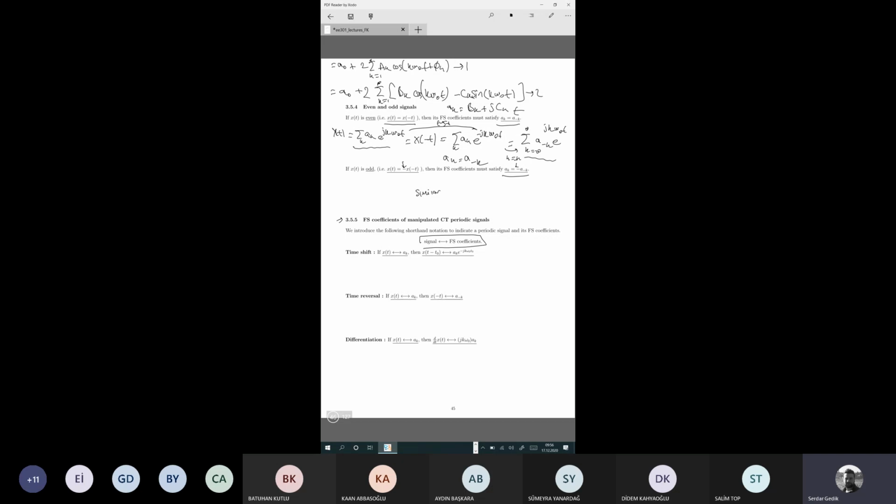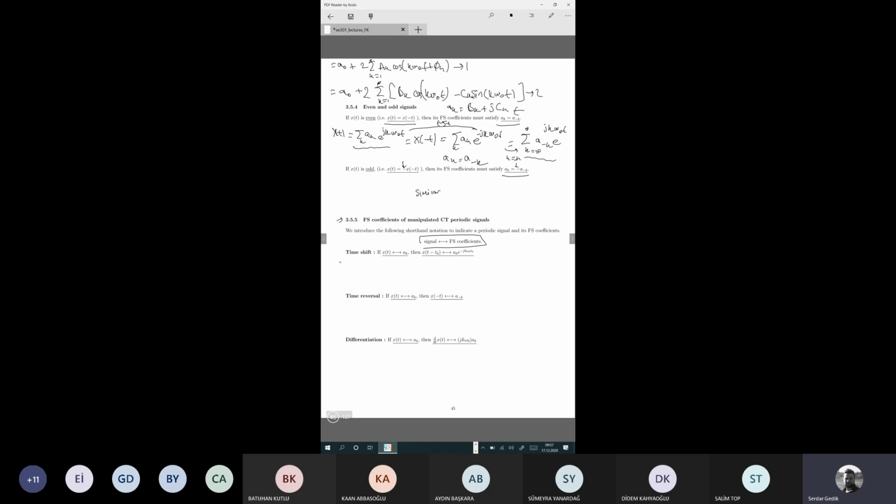Now, remember this manipulation discussions from the very beginning of our discussions. We have time shift, time reversal, differentiation, and other properties. So what is the effect of this manipulation on, let's say, the continuous time Fourier series coefficients? Well, we will start with time shift.